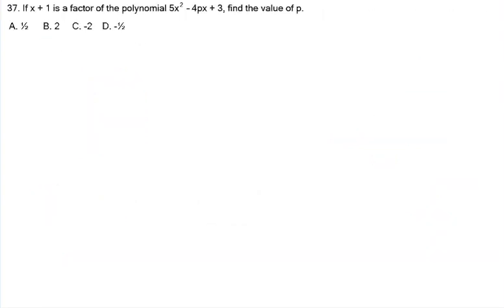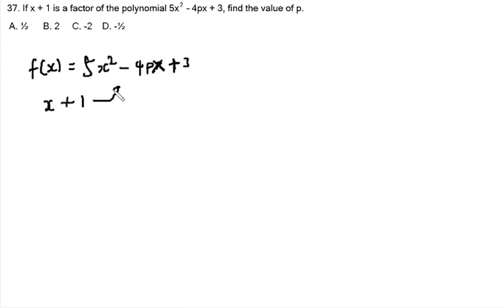So for question 37, we are told that if x plus 1 is a factor of the polynomial 5x squared minus 4px plus 3, find the value of p. So the polynomial is given by, let's say, f of x is equal to 5x squared minus 4px plus 3. So we are saying that x plus 1 is a factor of this polynomial.